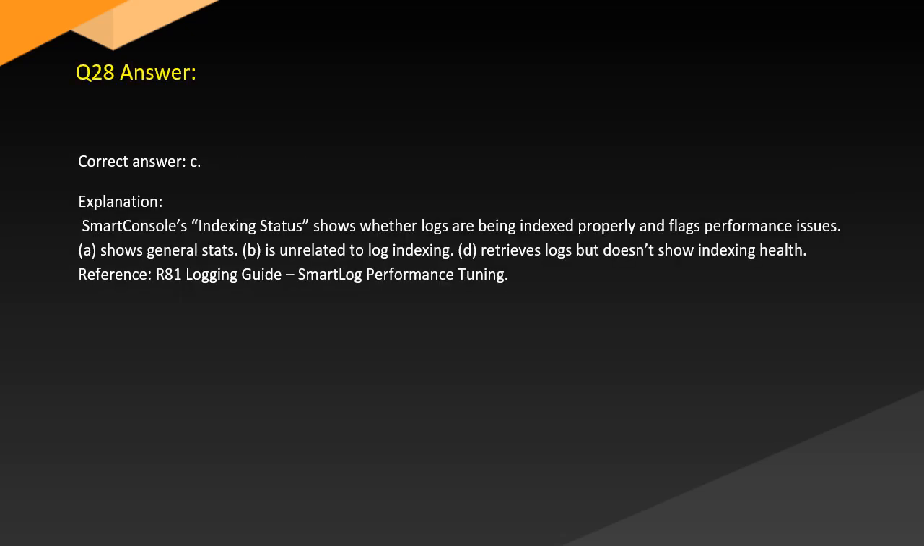Answer. Correct answer, C. Explanation. SmartConsole's indexing status shows whether logs are being indexed properly and flags performance issues. A shows general stats. B is unrelated to log indexing. D retrieves logs but doesn't show indexing health. Reference: R81 Logging Guide, SmartLog performance tuning.